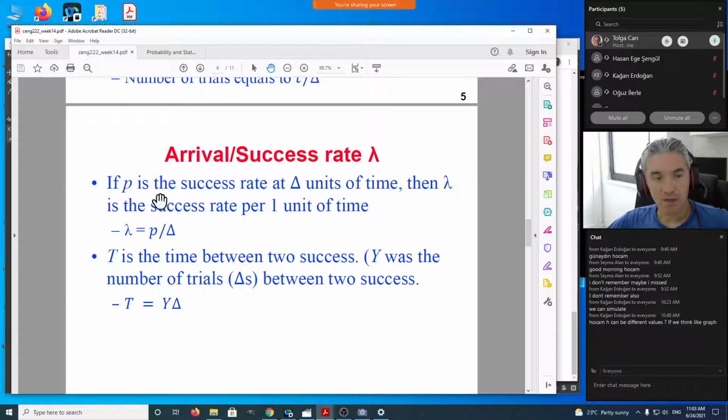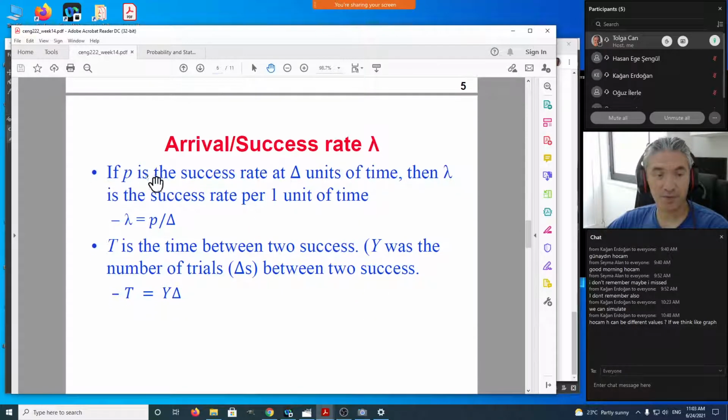We haven't jumped to the Poisson process yet, but the relationship between arrival rate and success rate is this: if p is the success probability per delta units of time, then lambda becomes the success rate per 1 unit of time. So this lambda becomes p divided by delta.